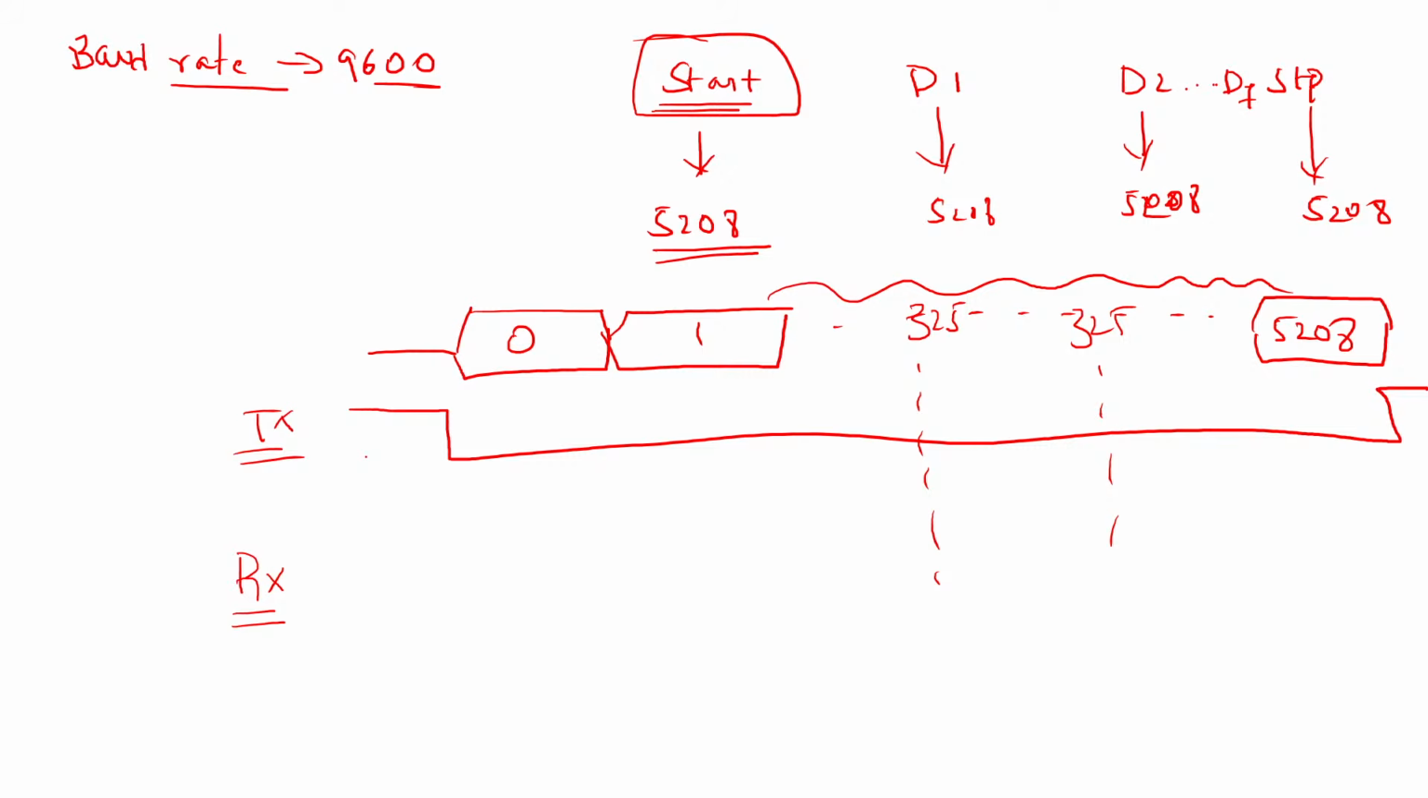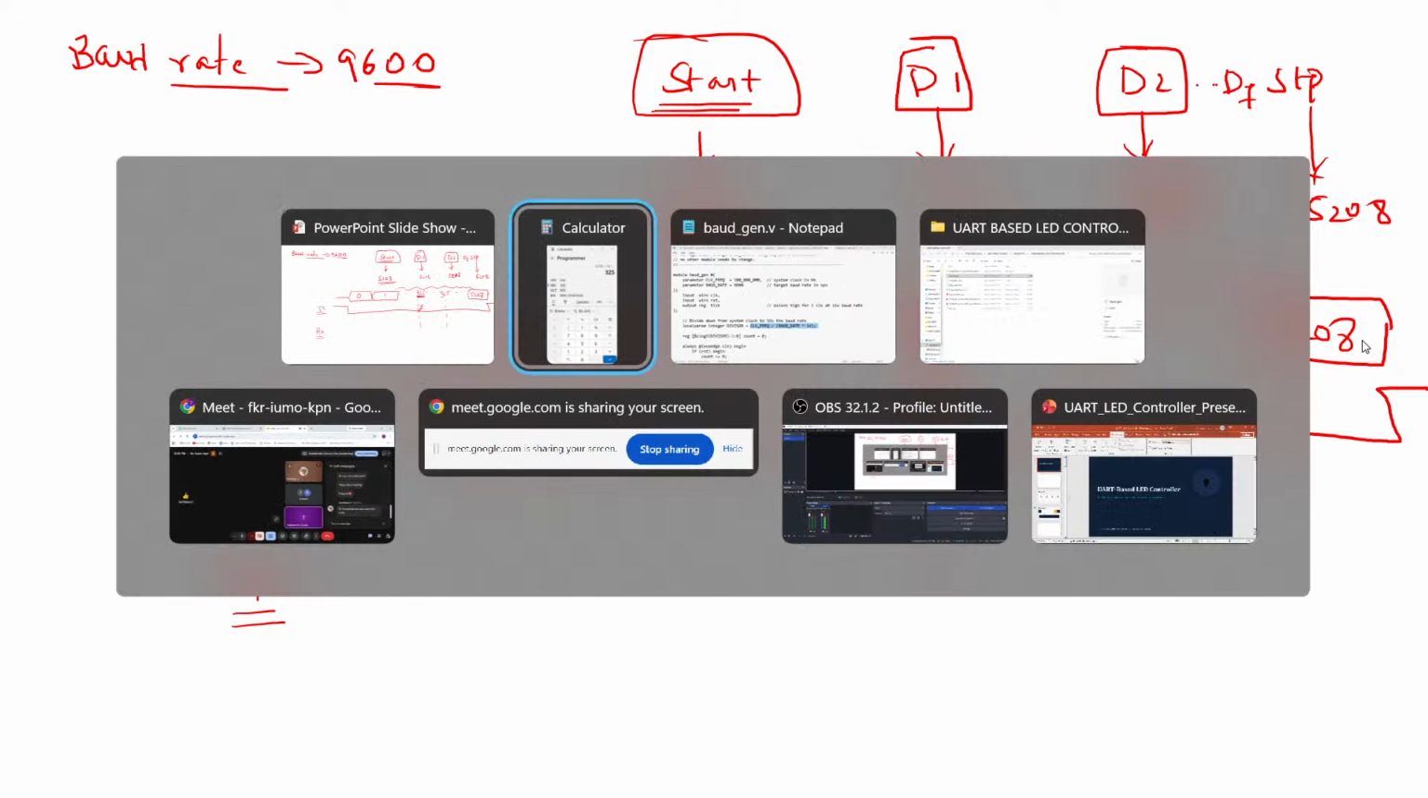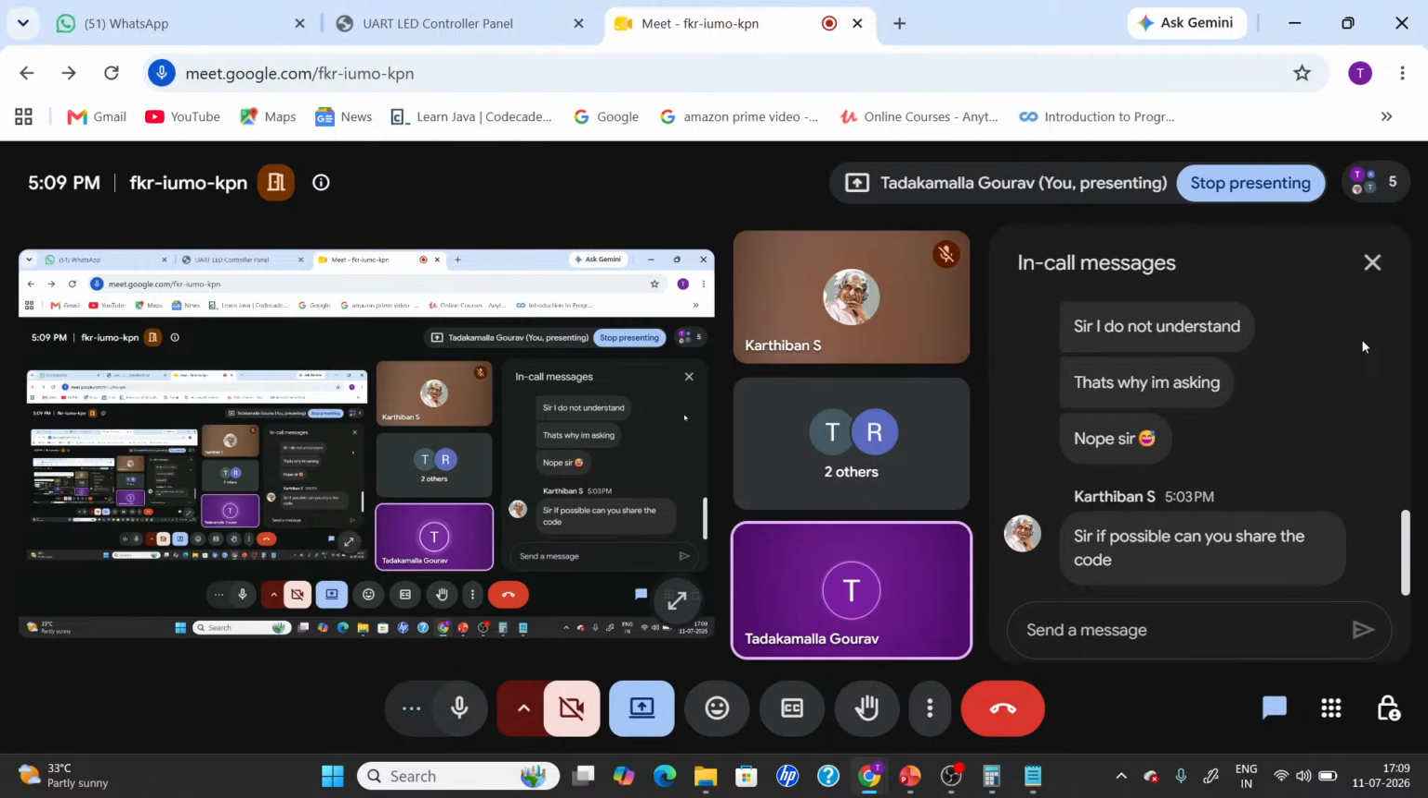That means for every 325 cycles, you're going to sample, and you're going to sample the same bit 16 times. Not only the start bit, you're also going to sample the data bit 16 times. And how many times are you going to sample D2? You're going to sample it 16 times. Whenever the 325th cycle has been given, you're going to sample it. Like this, you're going to sample it 16 times. Is it clear what we mean by oversampling factor?